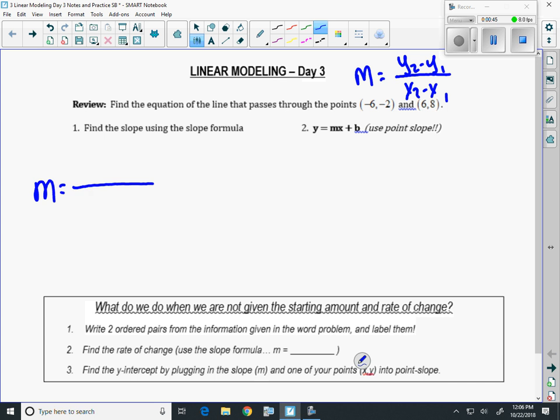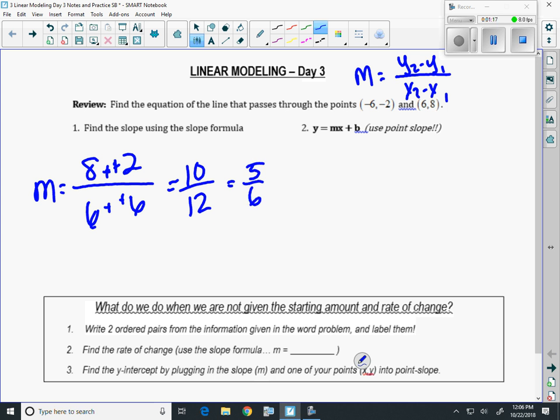So we'll do 8 minus negative 2. What happens when we have 8 minus a negative? It becomes positive. Yep, so it'd be plus. And the bottom, 6 minus negative 6, again is going to become positive. So on the top we get 10, on the bottom we get 12. If we reduce 10 over 12, we get 5 over 6.